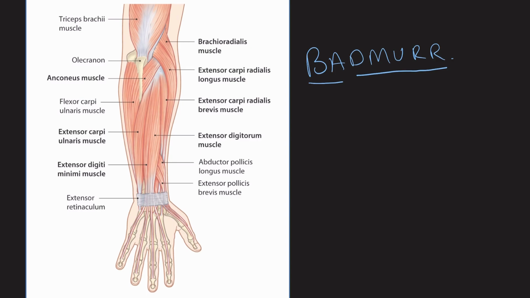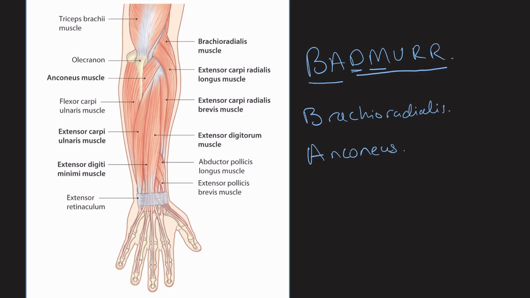The muscles in bold on the left are all the muscles of the superficial layer of the posterior forearm. The first one is brachioradialis. The next one is anconeus. And next we've got D and M.